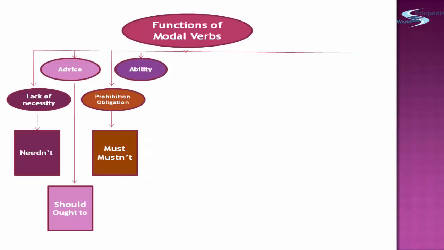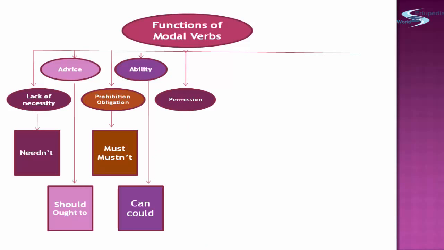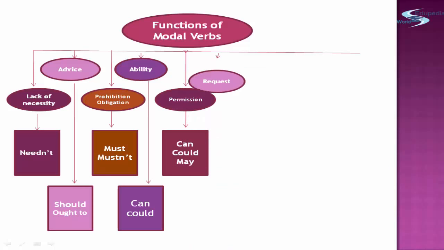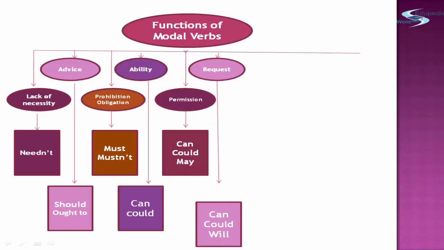The next is the function of ability, and the modal verbs could be can and could. The next function could be for permission. The modal verbs are can, could, and may. The next function could be request. The modal verbs that can be used under the request function are can, could, will.